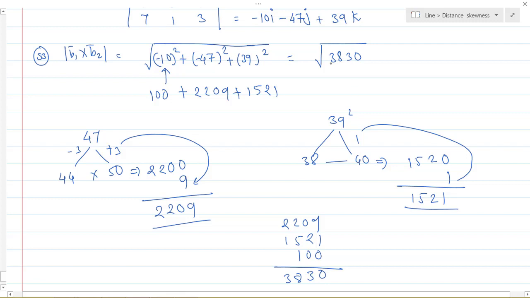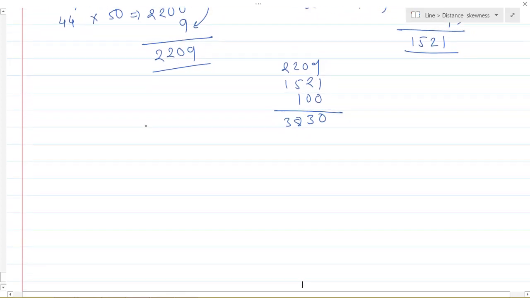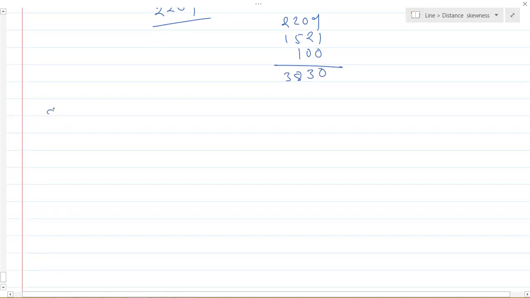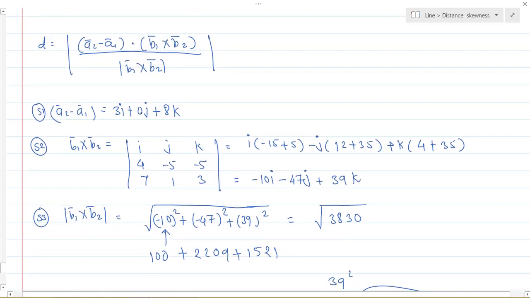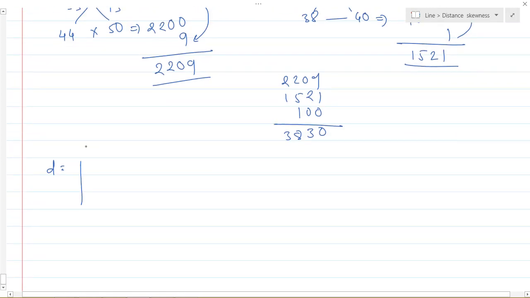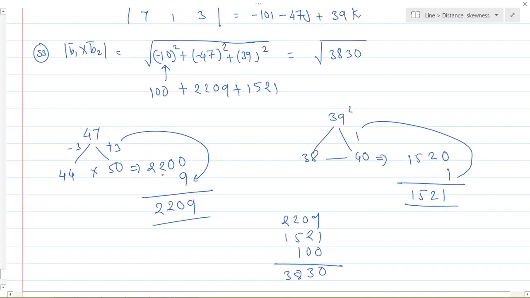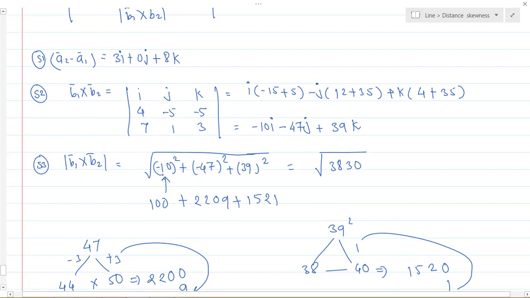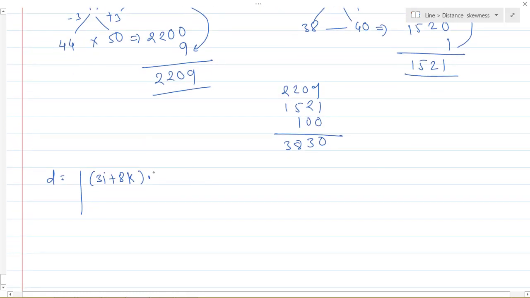Okay, now let's substitute all these values in the formula. So the distance D is equal to the mod of A2 minus A1, which we got here as 3i plus 8k, dot B1 bar cross B2 bar, which is minus 10i minus 47j plus 39k. Perfect. Whole divided by its modulus, which is root of 3830.